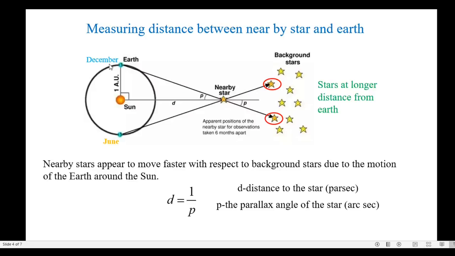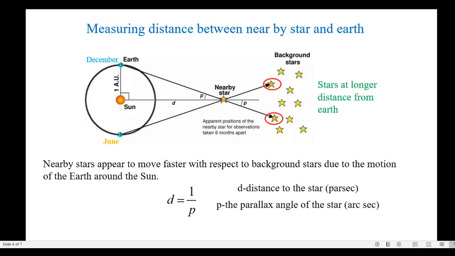Thus the nearby star appears to sweep through some angle, and this is the intersection of line of sights. Half of this angle is called the parallax angle. So the distance to the star can be calculated using the formula d equal to 1 by p. Thus we measured the distance between the star and the Earth using the parallax method. So next we are going to learn about astronomical unit.